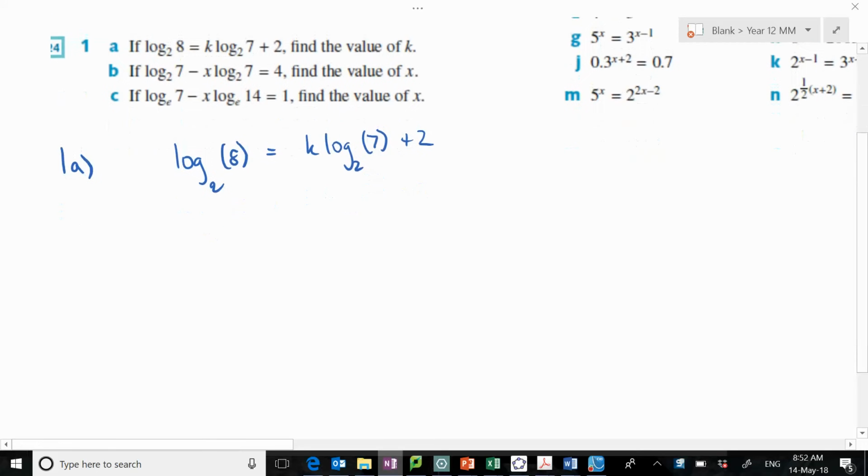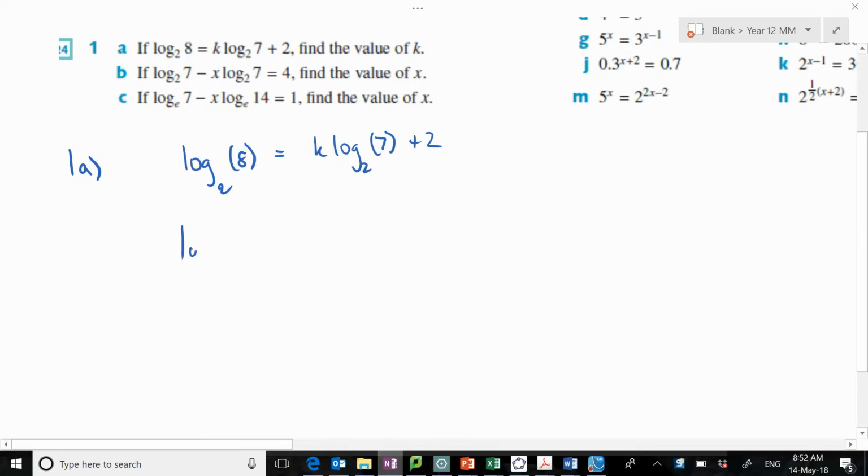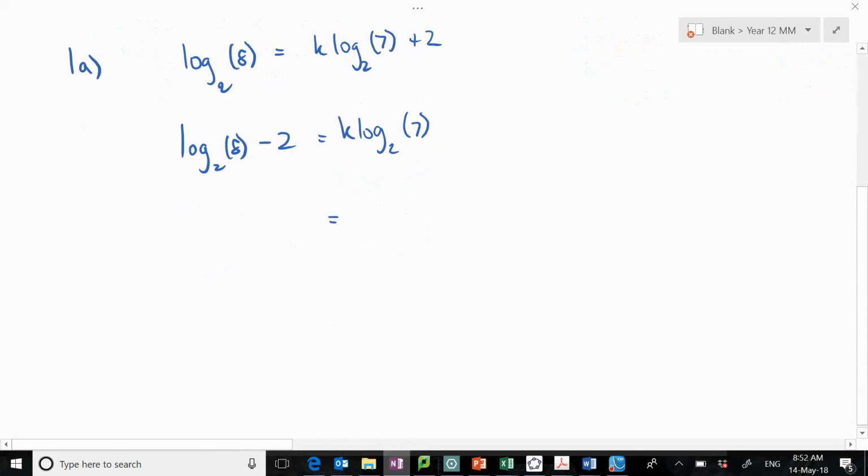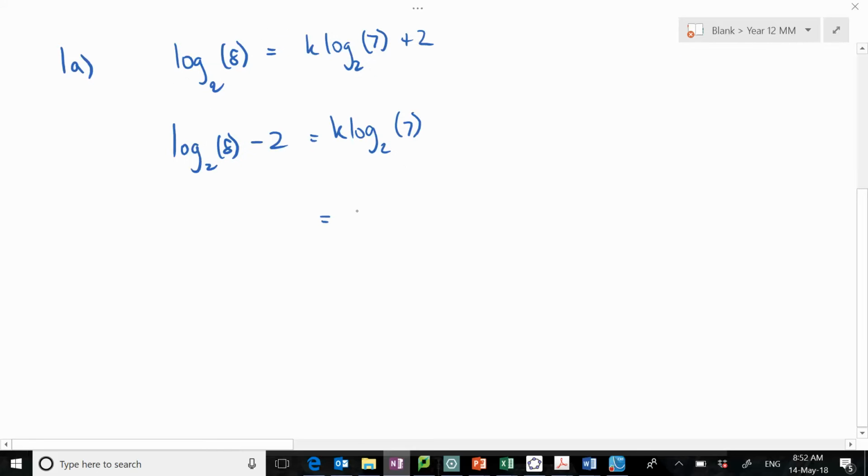Naturally, what most students would do is try to get k by itself, so subtract 2 on both sides. You get log 2 of 8 minus 2 equals log 2 of 7 times k, and then divide both sides by log 2 of 7. So you get k is equal to log 2 of 8 minus 2, all over log 2 of 7.